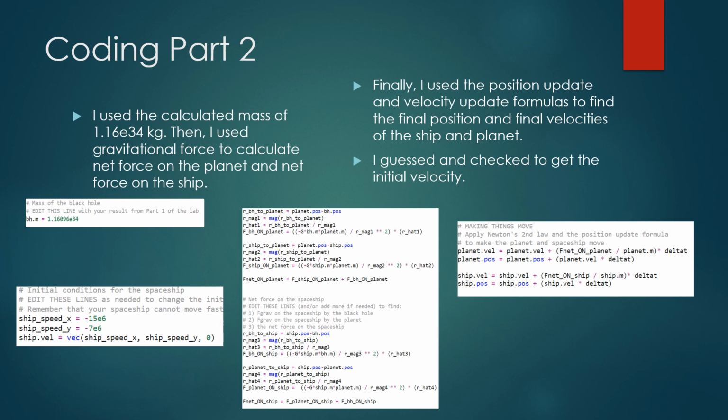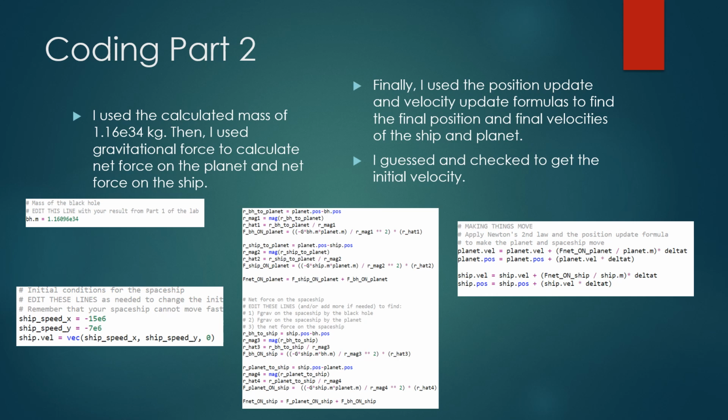Then I used the gravitational force to calculate net force on the planet and net force on the spaceship. I did this by first finding the radius, the unit vector of the radius, and by substituting values into the gravitational force equation. After, I summed all the forces acting on the ship and the planet. Finally, I used the position update and velocity update formula to find the final position and final velocity of the ship and planet. To get the initial velocities, I guessed and checked until I got a path that did not break.